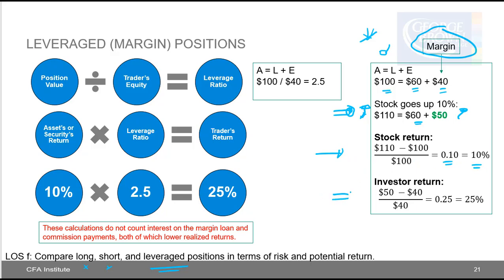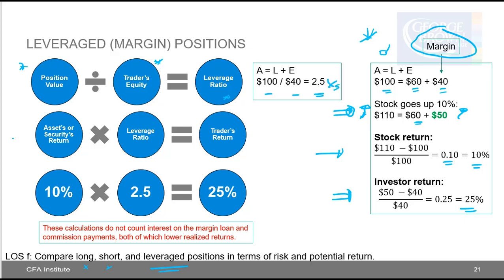But my investor return is ending minus beginning divided by beginning. It's the $50 equity minus 40 divided by 40. I've actually got a 25% return, okay? So there's a couple of things here on the left-hand side. The position value divided by the trader's equity gives you the leverage ratio. So the position value, $100, divided by the trader's equity or margin, because we call that margin, so just be careful with the language, $100 divided by 40 equals a 2.5 leverage ratio, and that's in terms of times, okay?